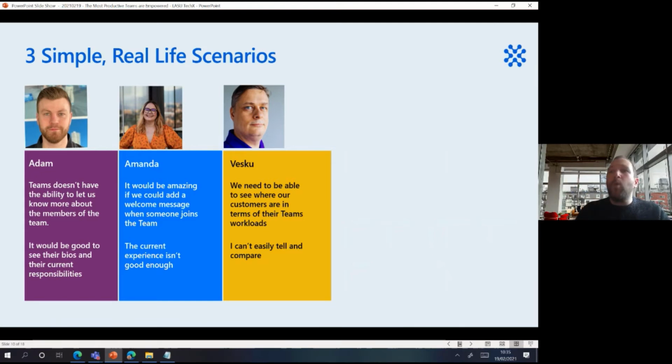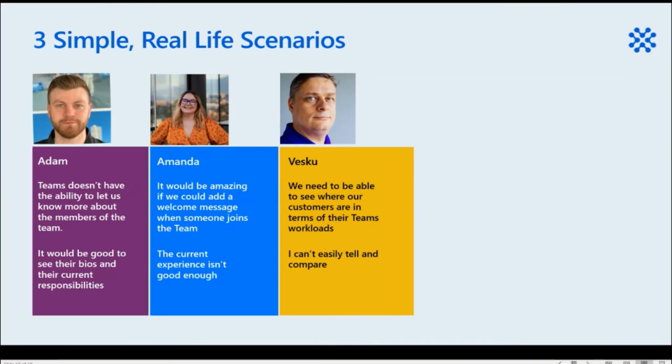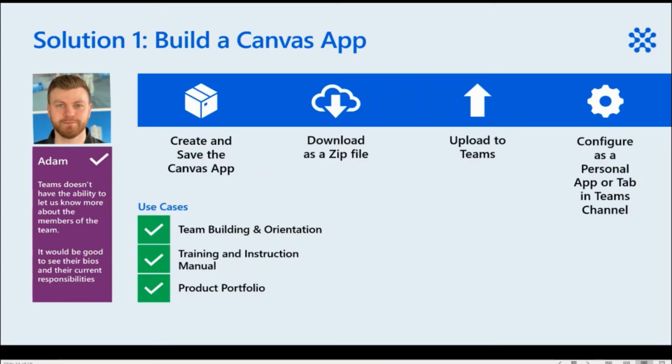Now, there's no app in Microsoft Teams to do this, so we're going to build one. Secondly, Amanda said it would be amazing that when people join Teams, if there could be a welcome message. We're going to show you how to do that through Power Automate. Last of all, Vesku has a scenario where he wants to see where people are in their Teams migrations, and he's currently working on an Excel spreadsheet, and that is really hard to explain to the rest of his business. So let's take the first solution.